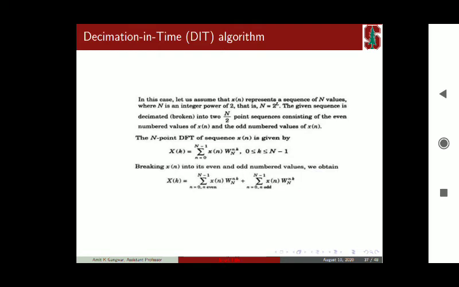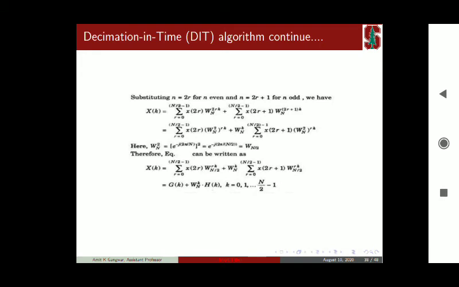Suppose there is a 4-point sequence, so the points are 0, 1, 2, 3. So 0 is even, 2 is even, so we separate out points 0 and 2, and 1 and 3 are odd, so we separate those out. This is the first step of this algorithm. We break the sequence into N by 2 points, and here we have broken it into 2 points.